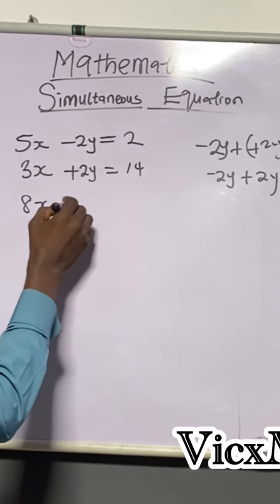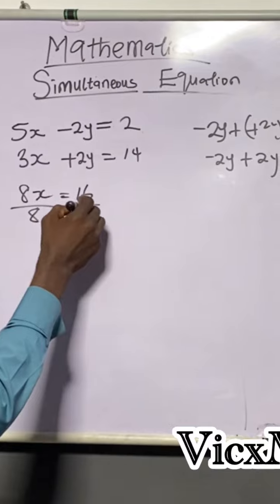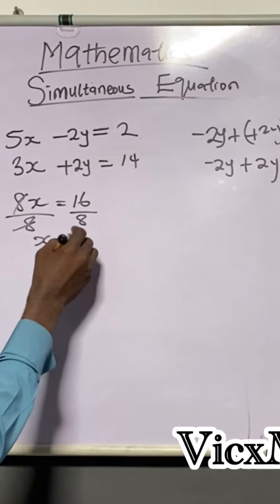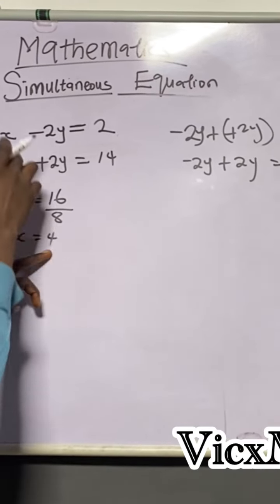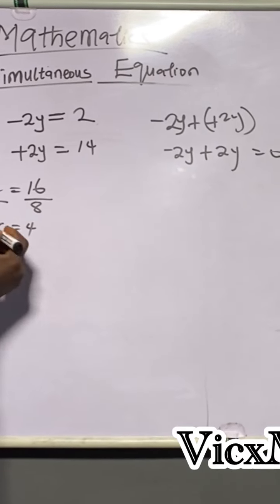So this will give equal to, this plus this will give us what? 16. Divide both sides by the coefficient of x, which is 8, and x will give us what? 4. You can now substitute 4 in the equation, either the first equation or the second equation, depending on your choice. So let's do it by the first equation.